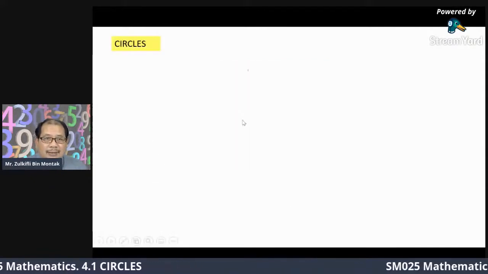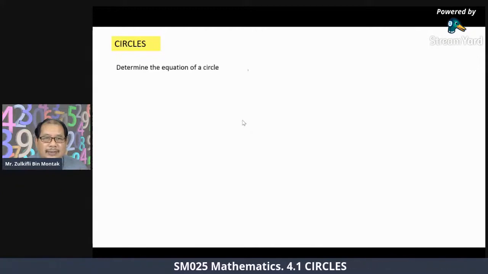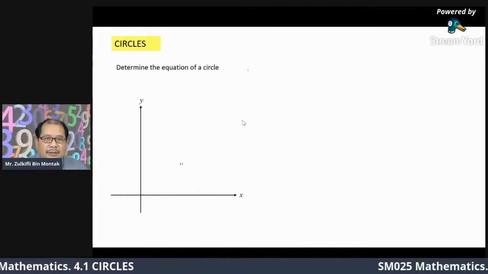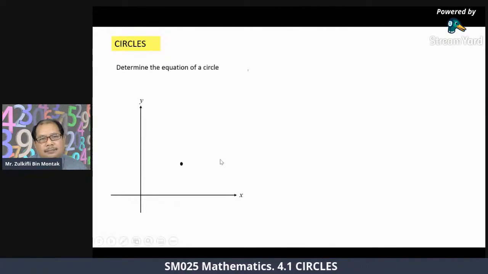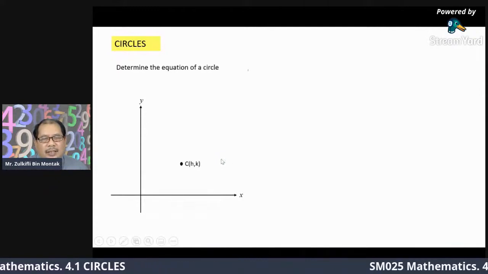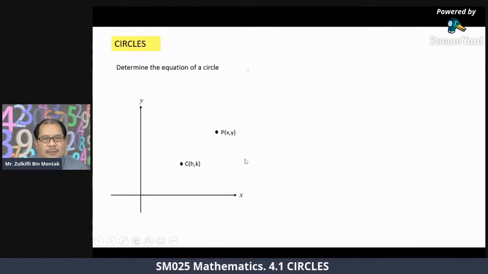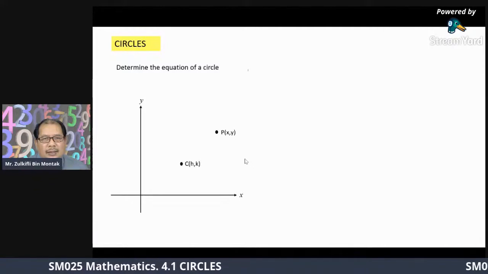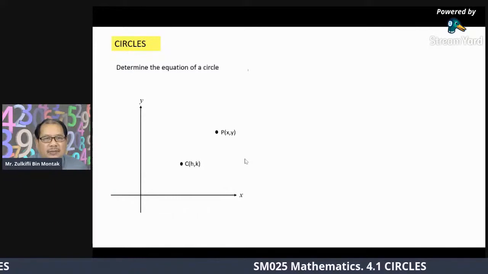We start with a circle. What is a circle? Now we determine the equation of the circle. Let's say we have a point C. This is a fixed point. Let's say C equal to (h, k), and then we have another point P with the coordinate (x, y). Let's say the P moves around the C with the same distance.